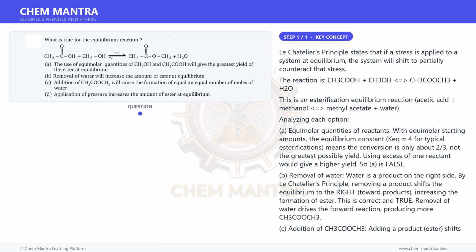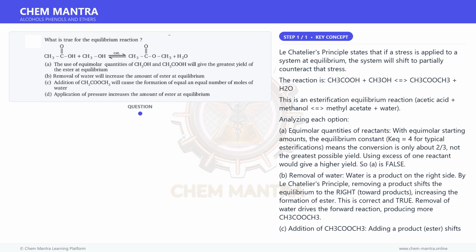C. Addition of CH3COOCH3. Adding a product, the ester, shifts the equilibrium to the left, toward reactants, producing more CH3COOH and CH3OH, not more water in equal moles to the ester added. The equilibrium shifts back, so the statement that an equal number of moles of water is formed is not necessarily accurate. The shift produces reactants, not water equivalently. So, C is misleading and false as stated.